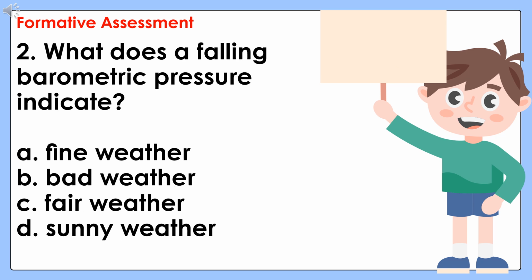Number 2. What does a falling barometric pressure indicate? A. Fine weather. B. Bad weather. C. Fair weather. Or D. Sunny weather. The answer is letter B. Bad weather.